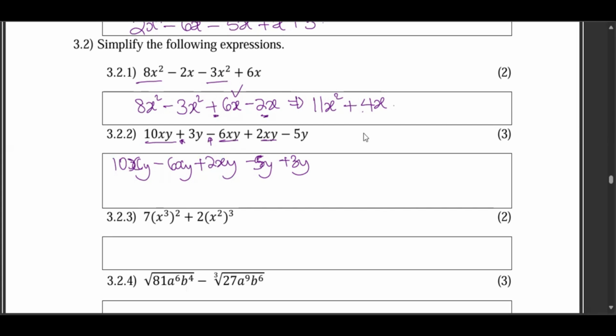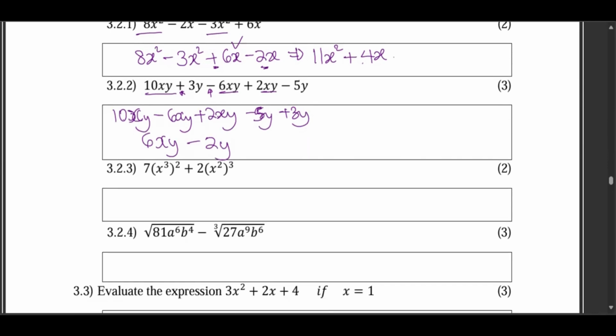Then we continue. This is more like 10 minus 6 plus 2. 10 minus 6, you get 4. 4 plus 2, you get 6. So it's 6xy. This is negative 5 plus 3, which is negative 2. So we end up having negative 2y, not negative 2xy, negative 2y. So that is it. I don't know whether you see this clearly.